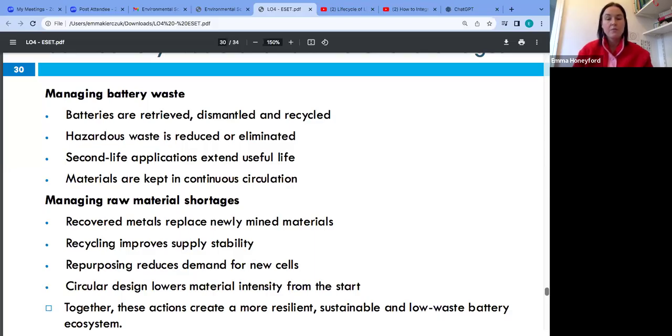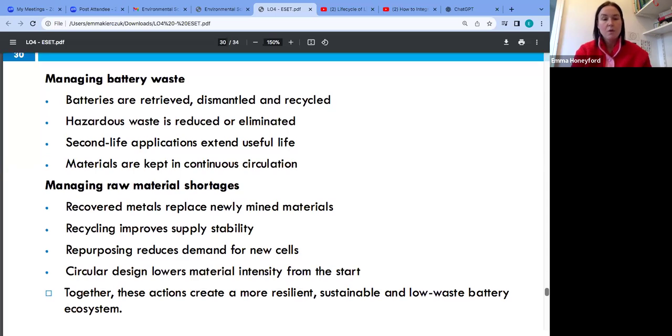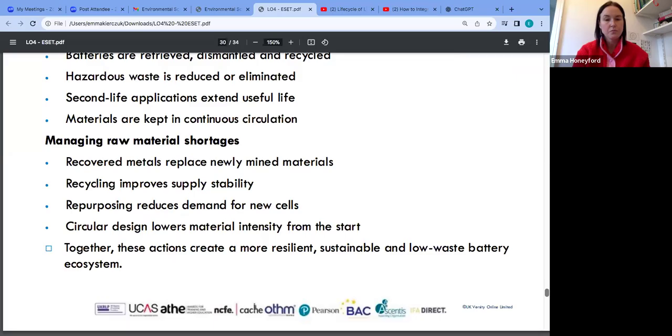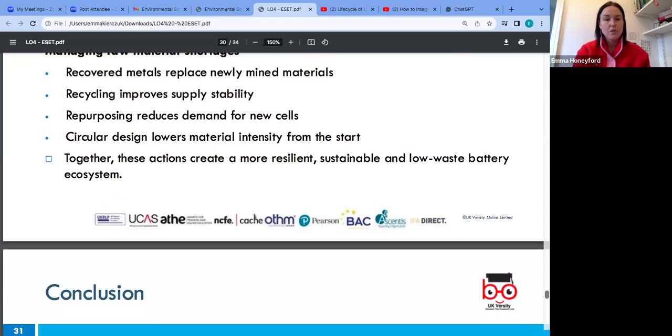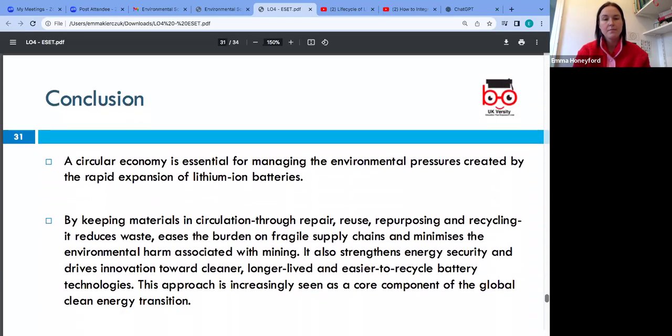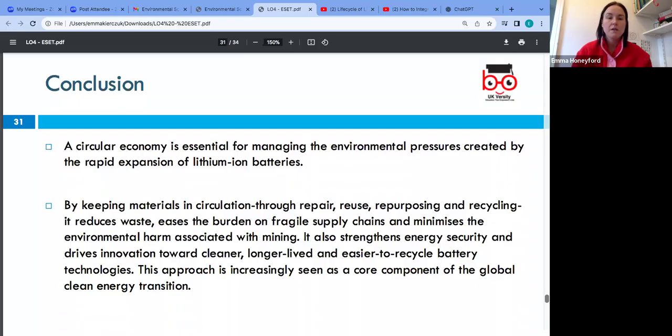Recycling improves supply stability. Repurposing reduces demand on new cells. Together these actions create a more resilient, sustainable and low waste battery ecosystem. So to conclude, a circular economy is essential for managing the battery environmental impacts created by lithium-ion batteries.